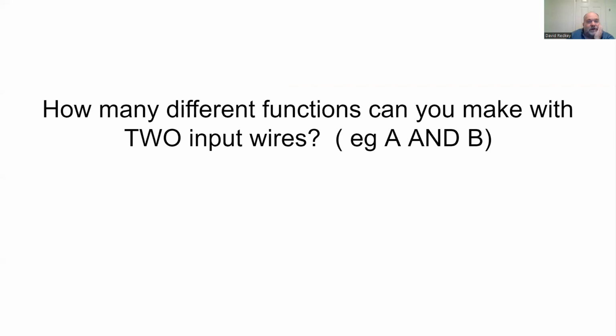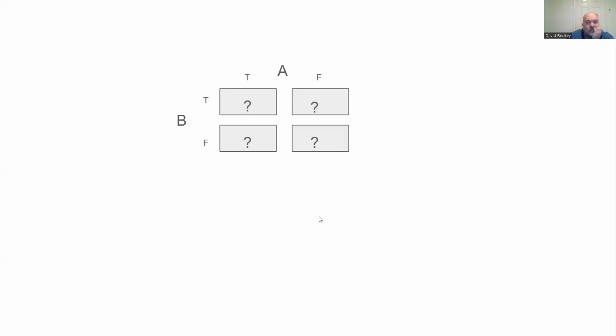Now, how many different functions do you think we can make with 2 input wires? For instance, A and B is a function of 2 input wires. It returns true only if A is true and B is true. Otherwise, it returns false. How many different functions do you think we could make?